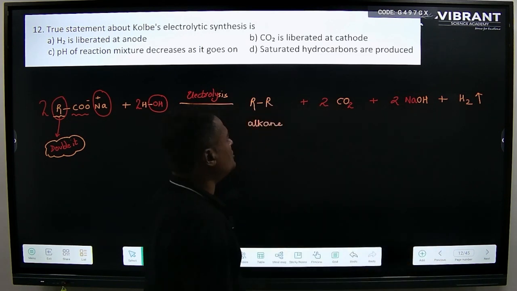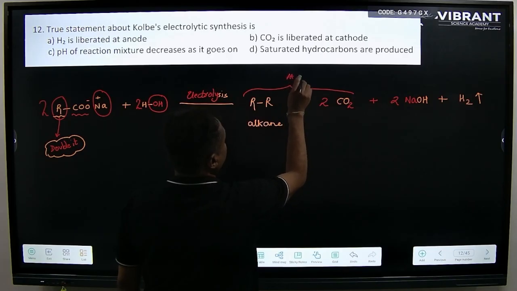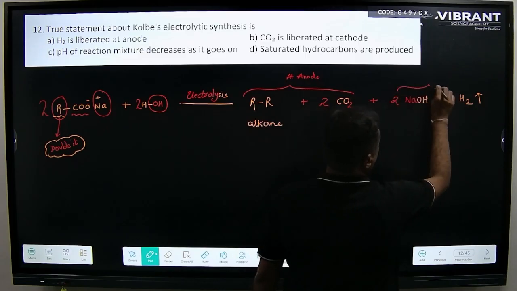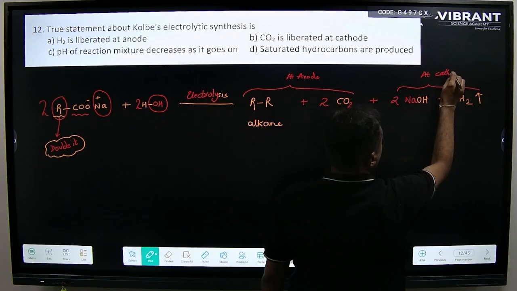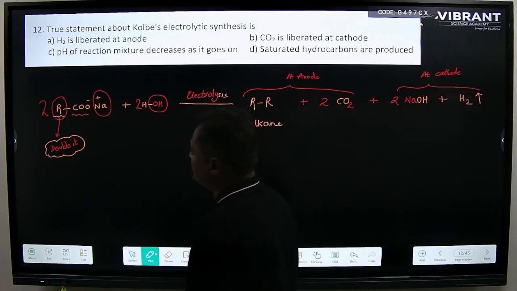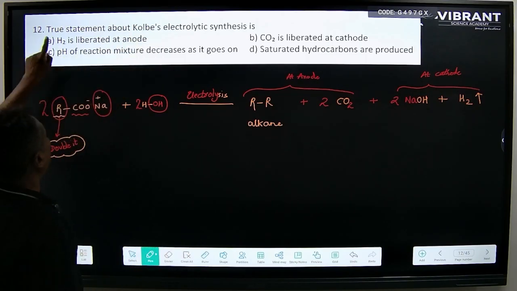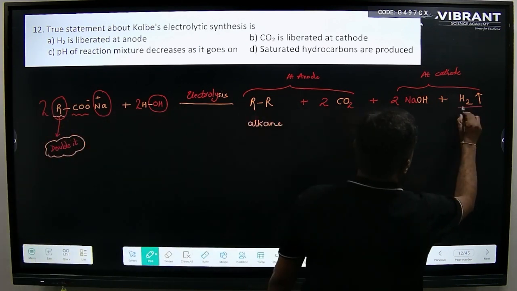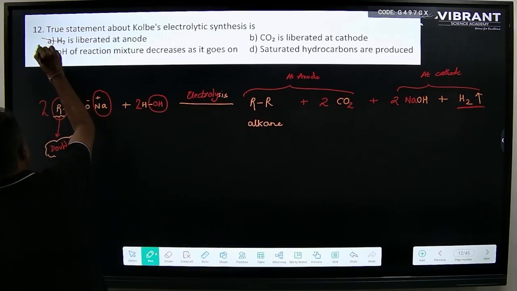What additional information should you know? Alkane and carbon dioxide are obtained at the anode. Your base and H2 gas are obtained at the cathode. So, as per the discussion, let us read those options one by one. Over here, you have to find the true statement about the Kolbe reaction. Hydrogen is liberated at the anode. Hydrogen gas is liberated at the anode. It is wrong. It is actually liberated at the cathode. So, this statement is incorrect.